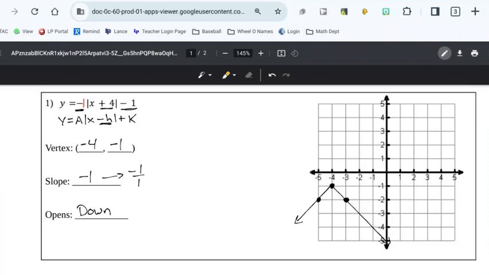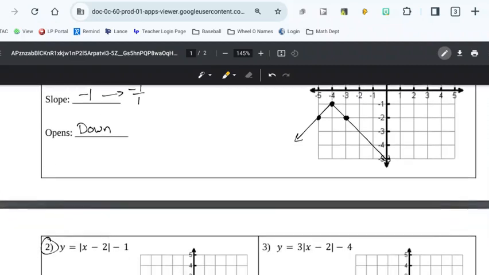And there we have it. That is our first graphed absolute value equation. All right, let's go ahead and take a look at problem number 2.